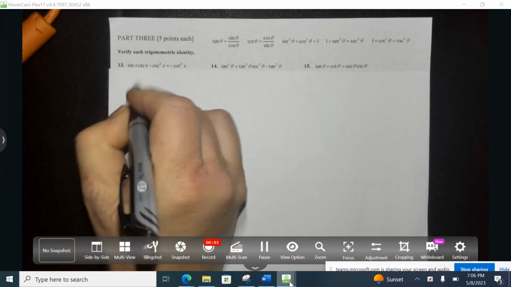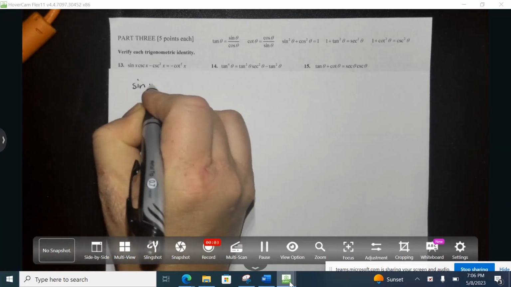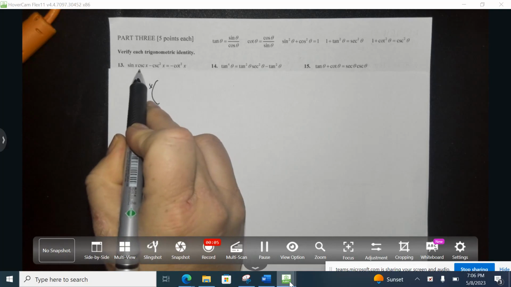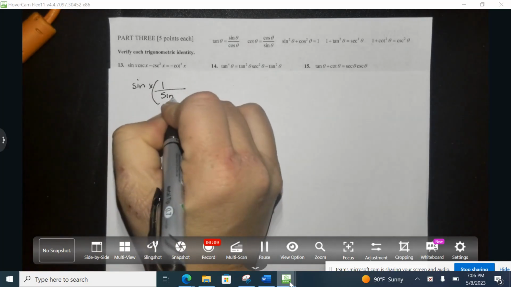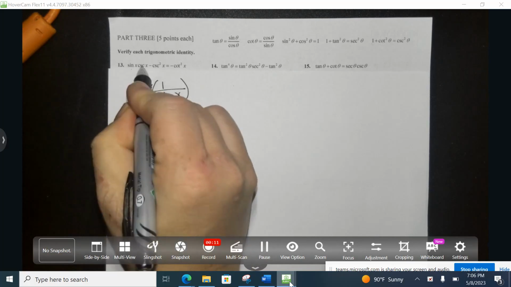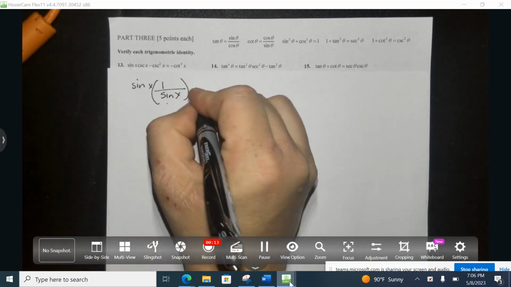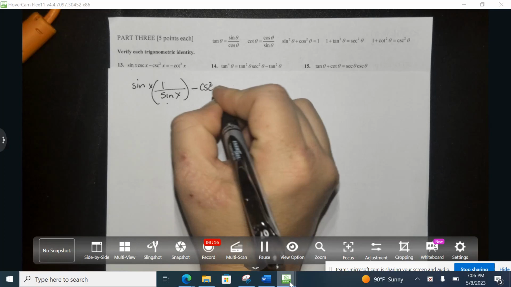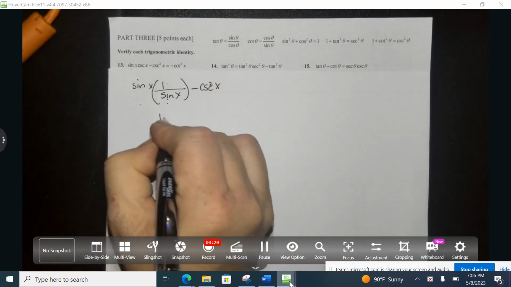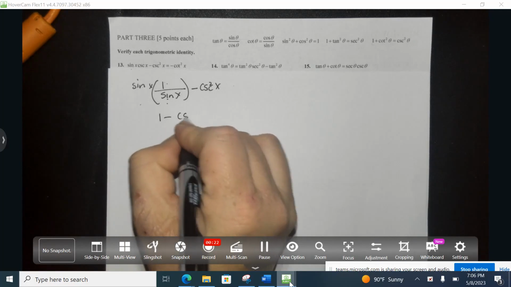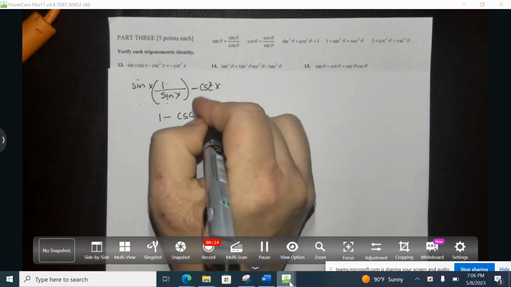Okay, so I have sine here, and then I know cosecant is the same as 1 over sine. So I can write 1 over sine. So sine and cosecant, which is 1 over sine, minus sine squared, or cosecant squared x. So sine over sine is 1, so I have 1 minus the cosecant squared x. That's on the left-hand side.